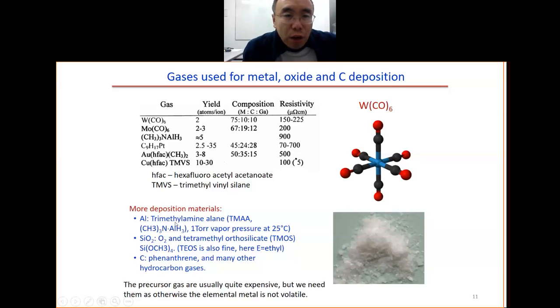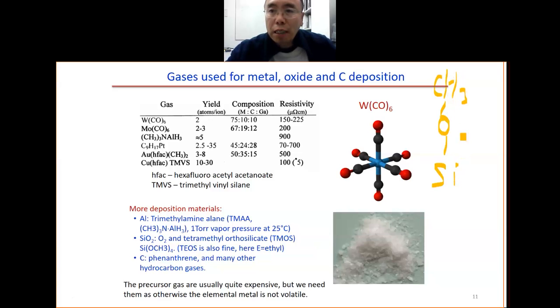This is trimethylamine alane. This one is also a source for aluminum. TMOS is the source for the deposition of silicon dioxide. We use oxygen applied together with this gas, tetramethyl orthosilicate.